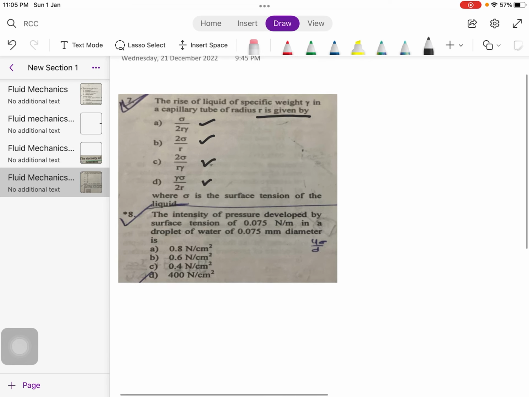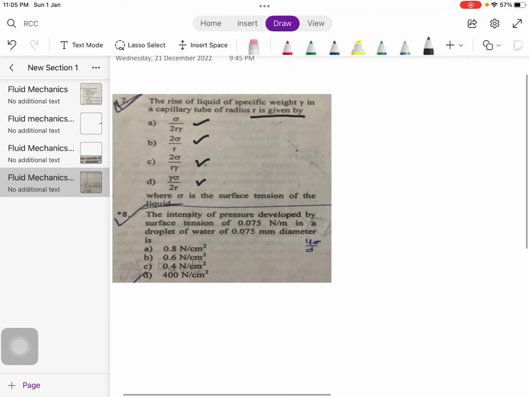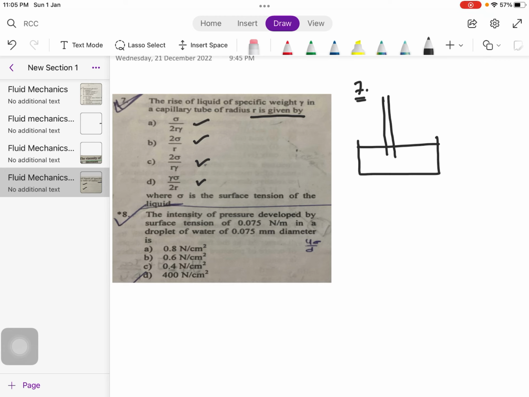So this question is related to the rise and fall of a liquid in a capillary tube. Let us discuss this question in detail. Consider we have a liquid in a container and a capillary tube, which is a small diameter tube having a diameter of about 0.5 millimeters to 2 millimeters. Consider that a capillary tube is immersed in a liquid container.